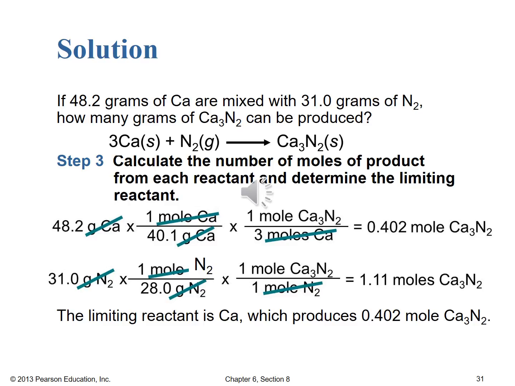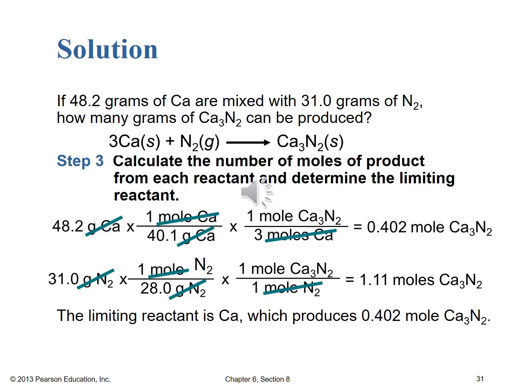Okay, so taking those masses, first the 48.2 grams of calcium multiplied by 1 mole of calcium over 40.1 grams of calcium to convert into moles of calcium, and now finally multiply that through by 1 mole of calcium nitride per 3 moles of calcium to cancel out the calcium and determine that we can make 0.402 moles of calcium nitride from 48.2 grams of calcium. When we do the same process with the 31.0 grams of nitrogen, multiplying through by 1 over its molar mass, we find that when we convert into moles of calcium nitride, we end up with a theoretical yield of 1.11 moles of calcium nitride based on that amount of nitrogen to start.